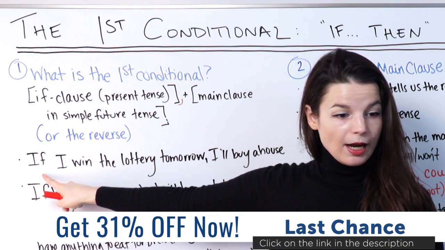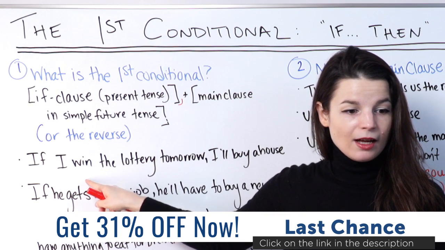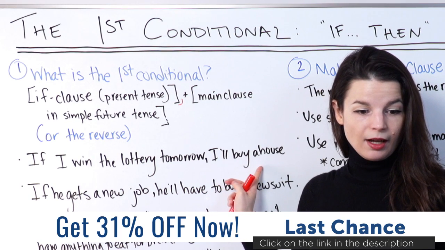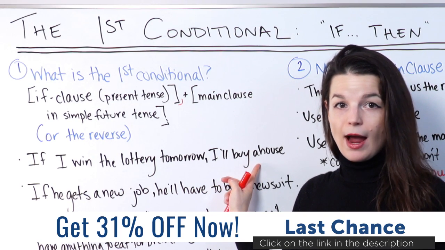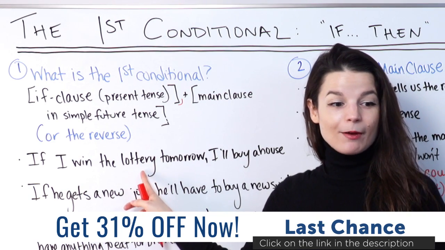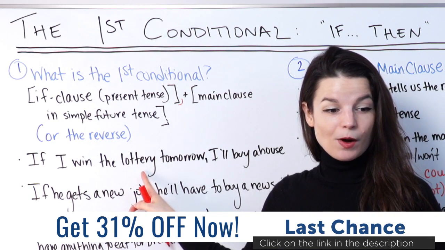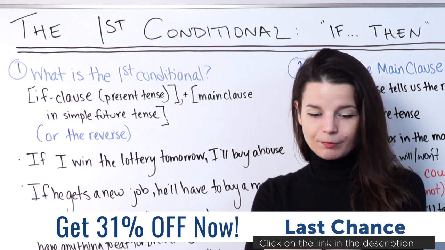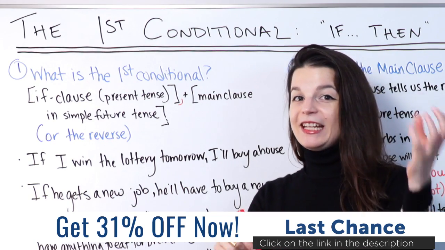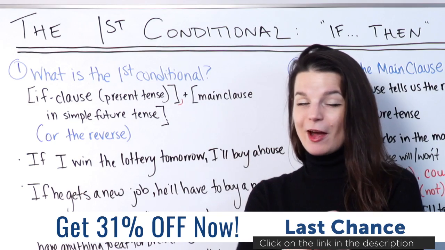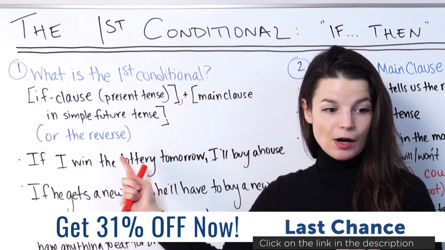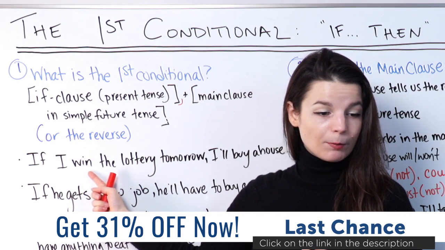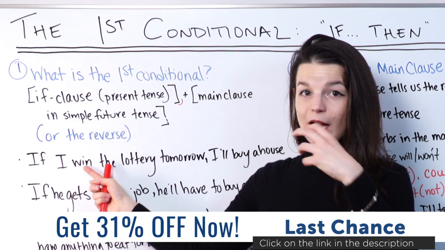This is the first example. It says, if I win the lottery tomorrow, I'll buy a house. Lottery, this vocabulary word, L-O-T-T-E-R-Y. The lottery is a game. It's a type of gambling. You buy a ticket and you check numbers that are announced. If your numbers match the announcement, you win money. So, if I win the lottery tomorrow, here, win, W-I-N, to win something, like to get a prize.